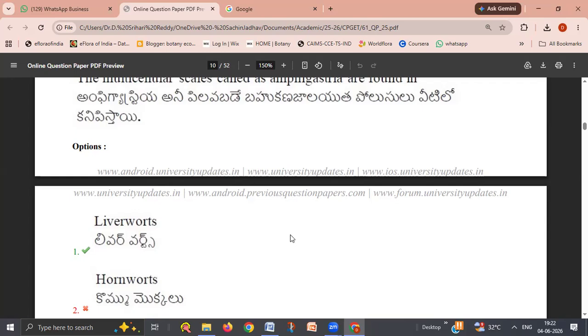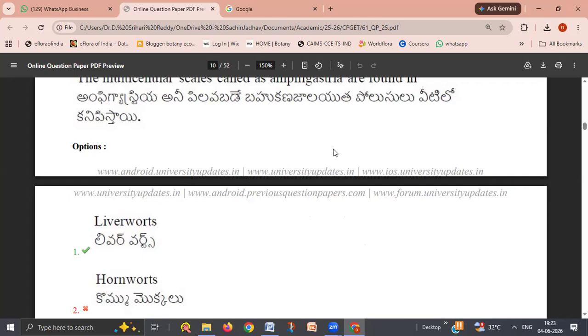because there is a transition, evolution from the algae to bryophytes. The body of the algae is called as thallus. It is an undifferentiated structure. It is not differentiated into roots, stem, or leaves. That is called as thallus. So the same thallus structure is continued in the primitive bryophytes like Riccia and Marchantia.